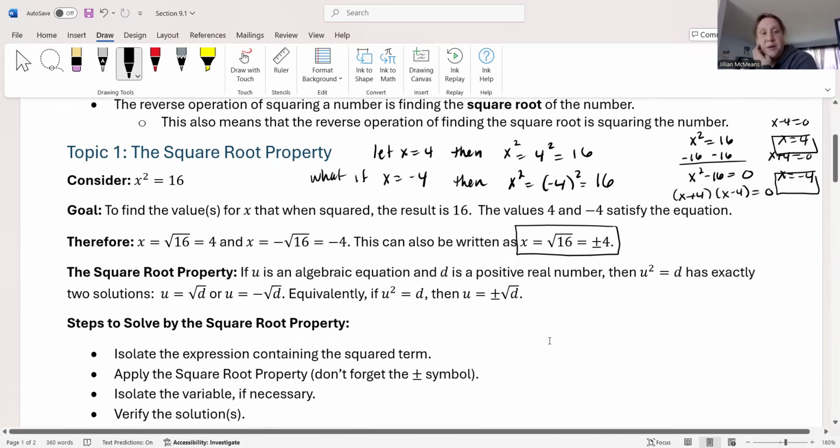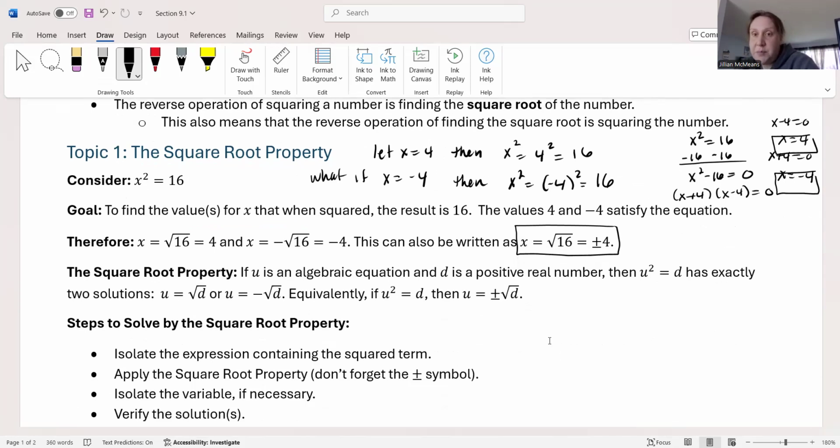So the square root property says, if u is an algebraic expression and d is a positive real number, then u squared equals d has exactly two solutions: u equals the square root of d, or u equals minus the square root of d. Equivalently, if u squared equals d, then u equals plus or minus the square root of d. That's basically saying the exact same thing that we said before, except replace x with u and replace d with 16, and you get the same answer.